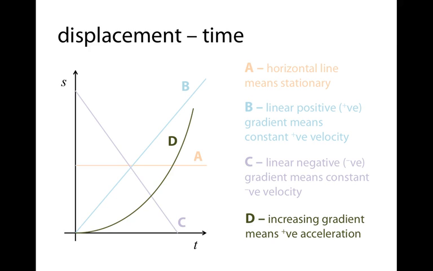A curved line means that the velocity is increasing. It's not a constant velocity, it's an increasing velocity, if it's curved as shown in D, in other words, acceleration. Other curved lines exist, of course, but basically a horizontal flat line is zero velocity on a displacement time graph. A linear line is a constant velocity, and a curved line means changing velocity, acceleration.